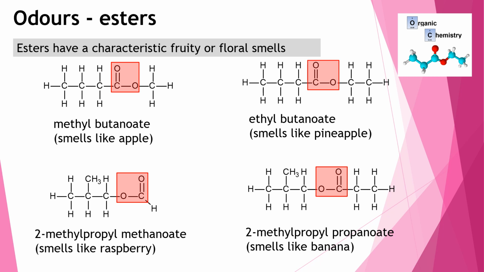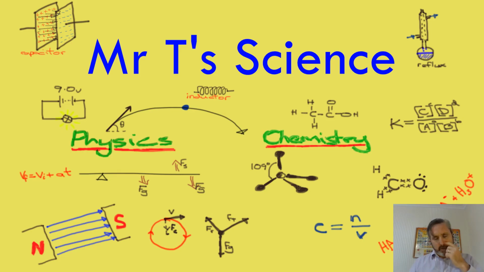And it's most probably the best one for identifying. So if you smell that really fruity smell of something, there's a good chance it's an ester, or possibly it could be a ketone.